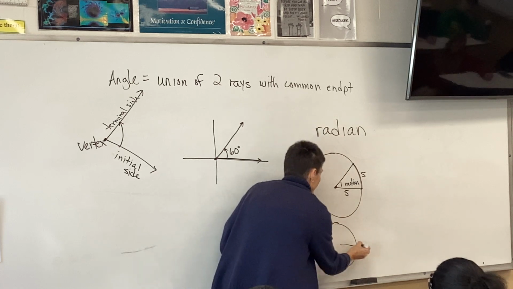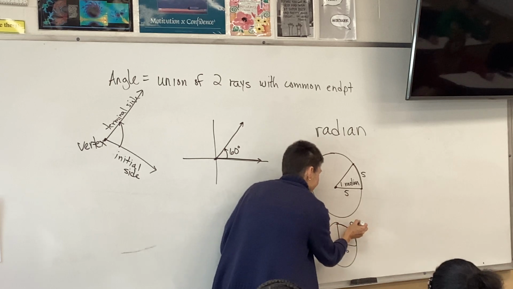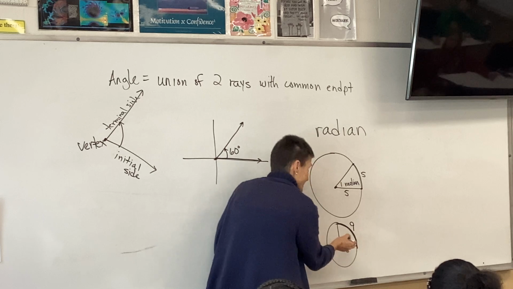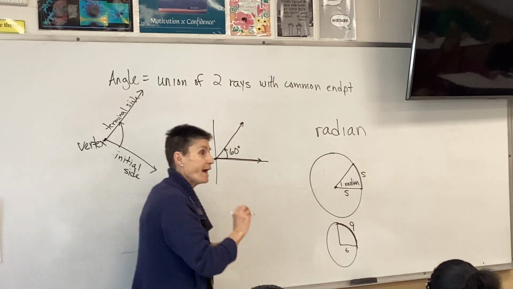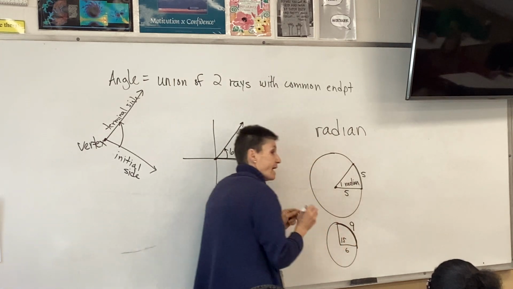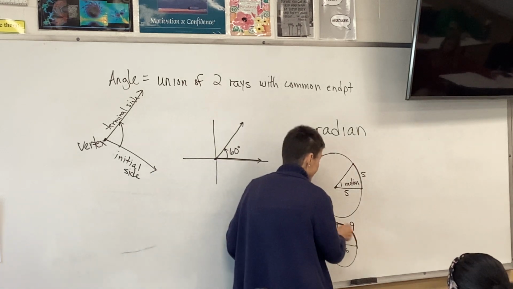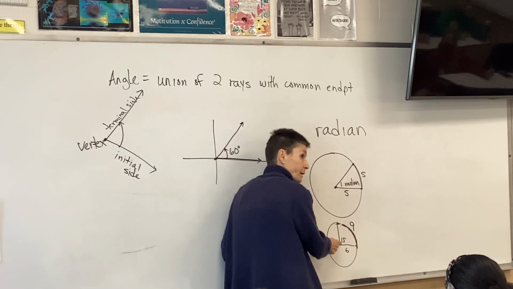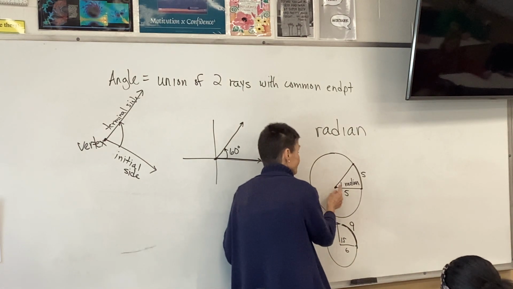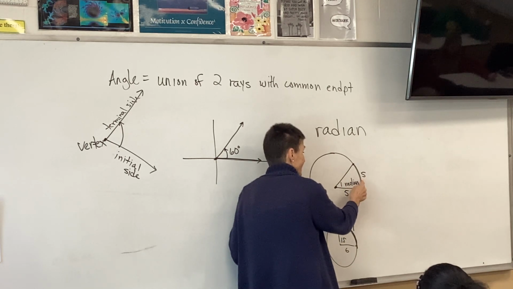So if your radius was 6, and we had an arc that was 9, can anybody tell me how big that angle would be in radians? 1.5. Exactly. Because every radius is a radian. So since this is a whole radius and a half another one, the angle is 1.5. A radian is the measure of the angle determined by an arc of radius length.